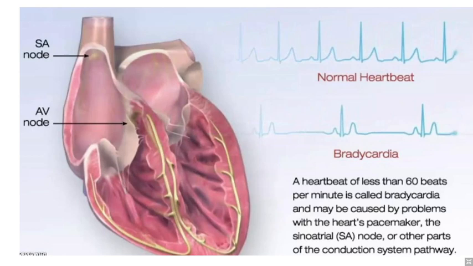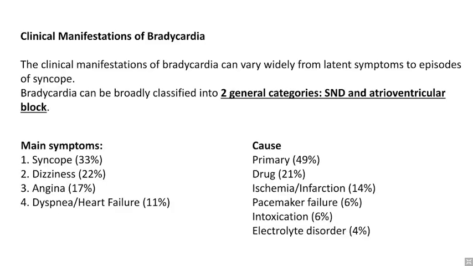Of course, bradycardia may be in a healthy patient. And of course, bradycardia may be a problem, maybe the cause for some symptoms, for syncope, for example. And the main clinical manifestations of bradycardia. Two general categories of bradycardia: sinus node dysfunction and atrioventricular block. What are the main symptoms? Syncope, dizziness, angina, dyspnea, heart failure.